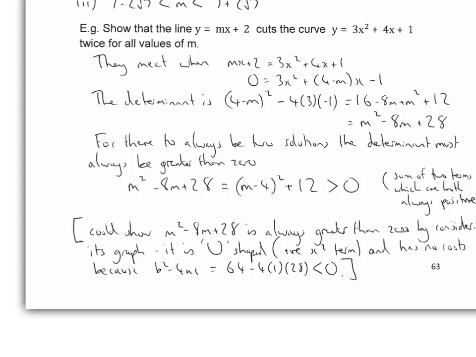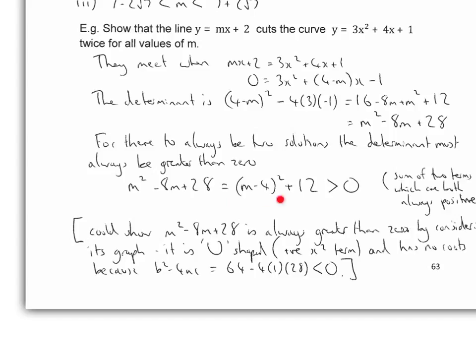That thinking's a bit similar to when you did maximums and minimums after you'd completed the square earlier on. So if I go about trying to solve this, trying to find out when they meet, I get an equation which, because of the determinant, is guaranteed to always get two answers. Okay?